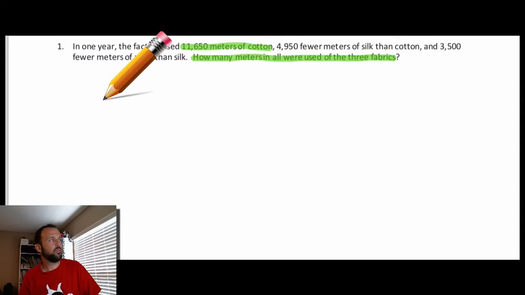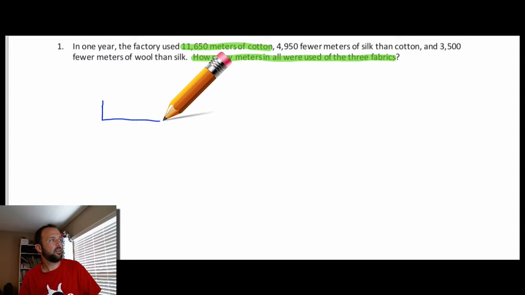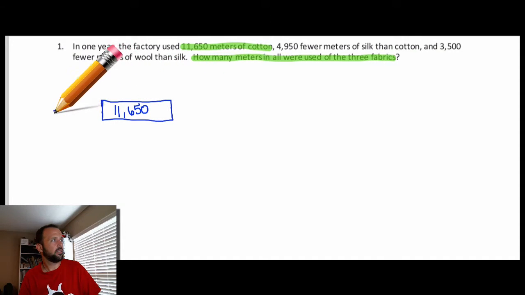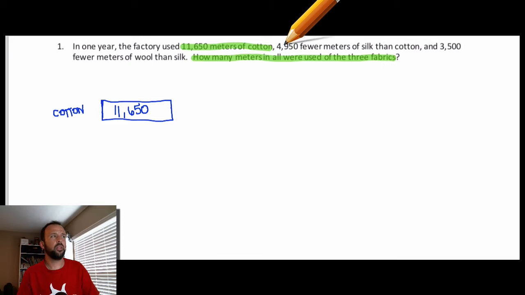So I'm going to go down right down here, and I'm going to start sketching out my tape diagram, and I'm going to write 11,650 in this rectangle because I know that's how much we had of cotton, right? Cotton, C-O-T-T-O-N. Perfect, okay. Looking back into the problem here, it says we used 4,950 fewer meters of silk than cotton.